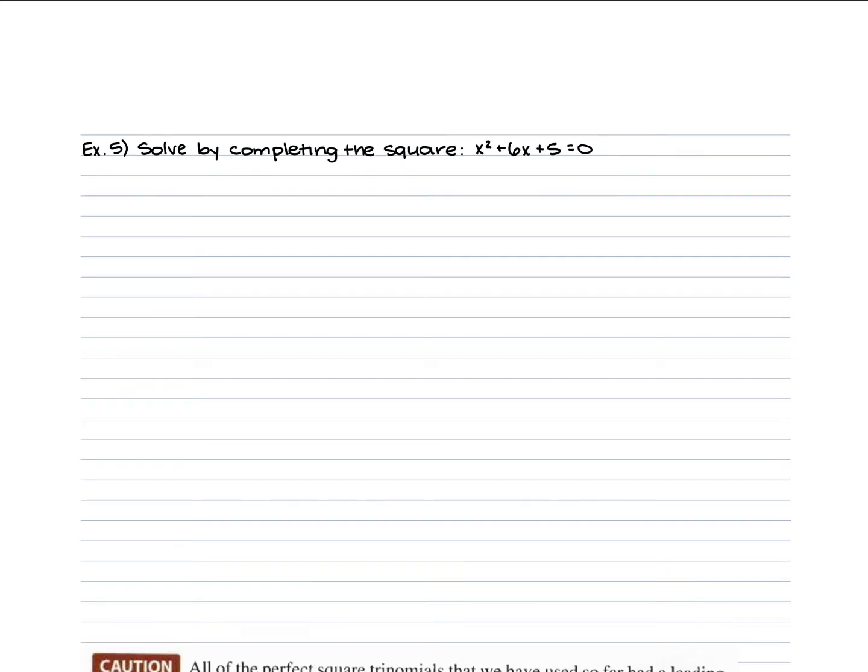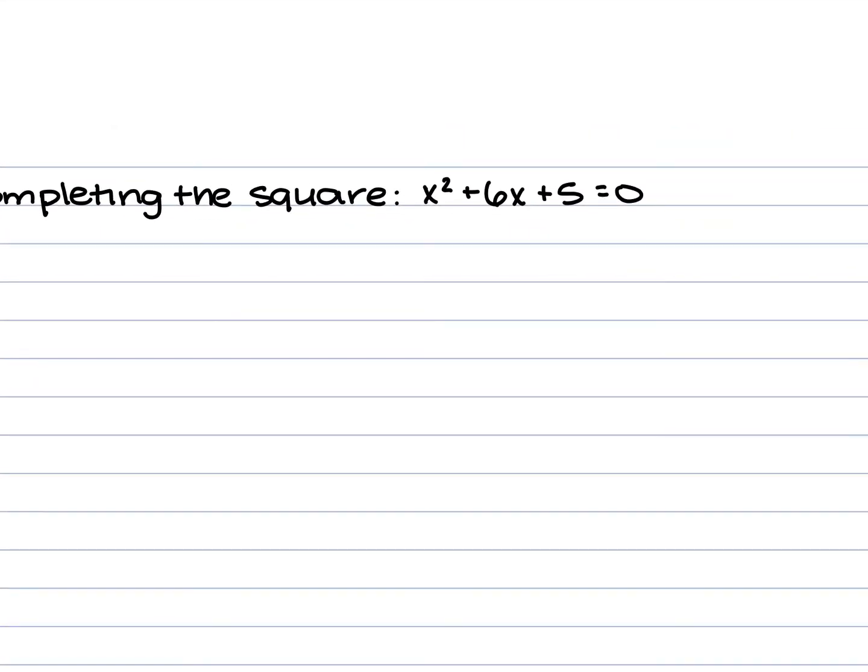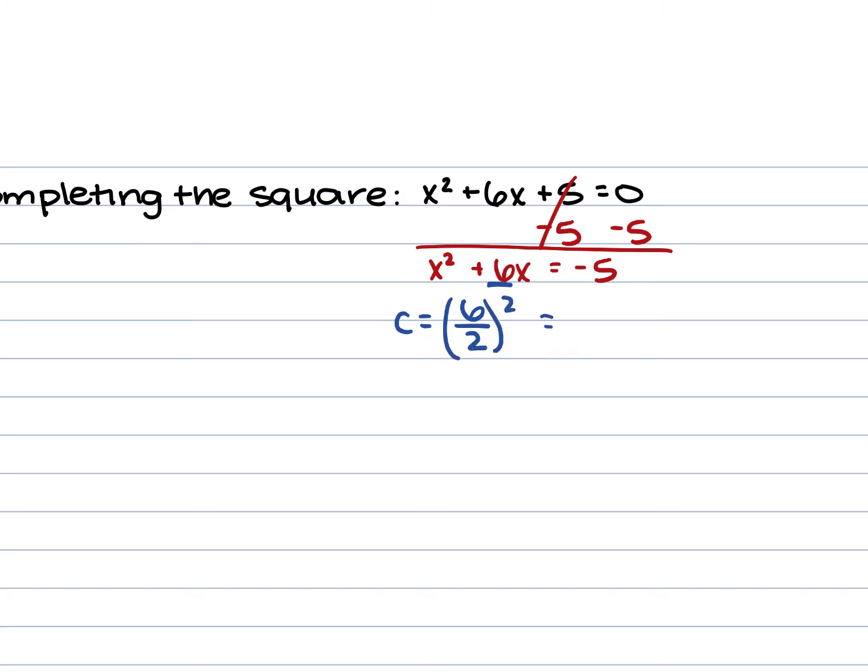So for this example, again, we have x squared plus 6x plus 5 is equal to 0. First, we're going to move the 5 over by subtracting it from each side. This gives us x squared plus 6x is equal to negative 5. Our b term is the 6. So to find c, we're going to do 6 over 2 squared, which gives us 3 squared, which is 9. That 9 is going to get added to both sides of our equation. So this is going to give us x squared plus 6x plus 9 is equal to negative 5 plus 9.